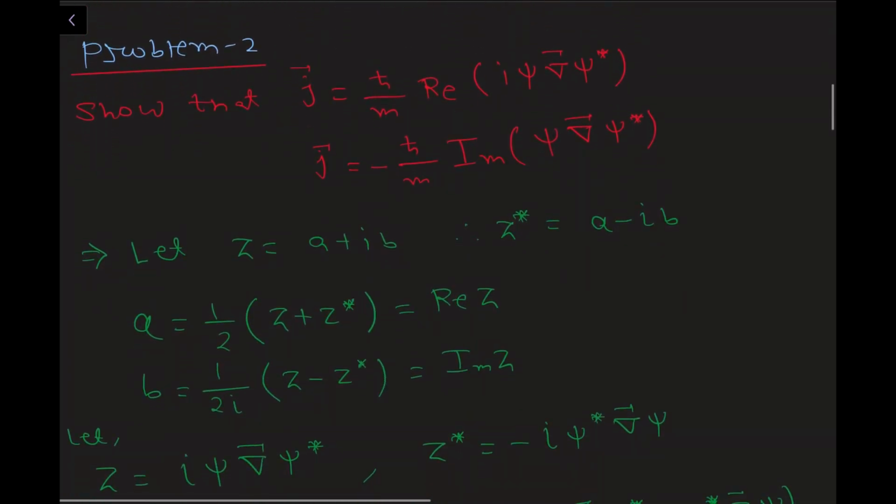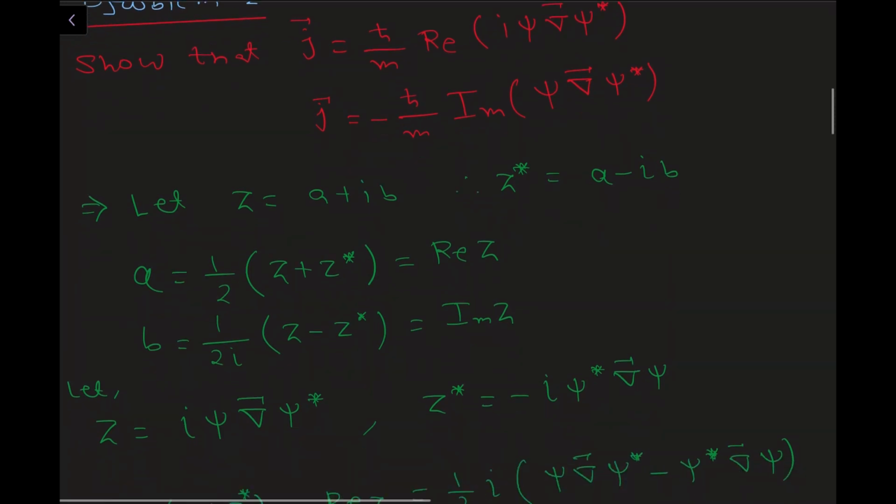Now coming to problem 2. Here we are going to represent our probability current density j in different forms. First we will prove that j can be represented as h cut by m, real part of i psi del psi star, and next we will prove that j can be represented as minus h cut by m, imaginary part of psi del psi star. To do so, let us first review some basics of complex numbers.